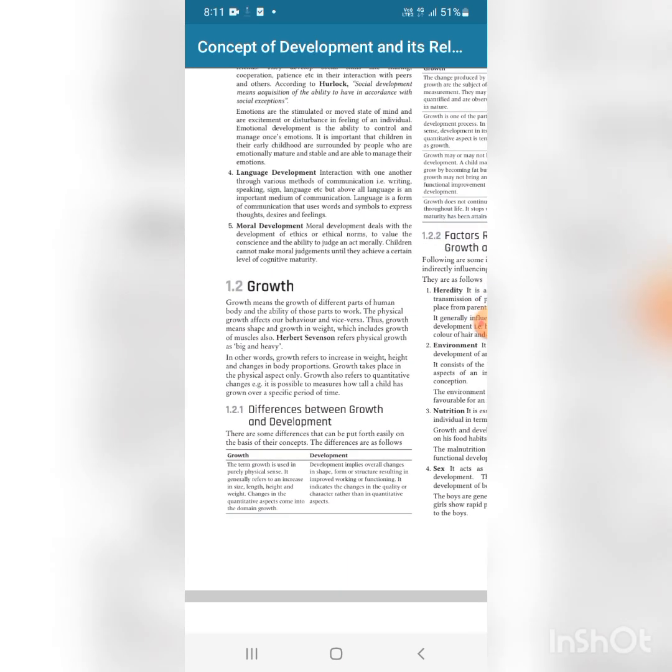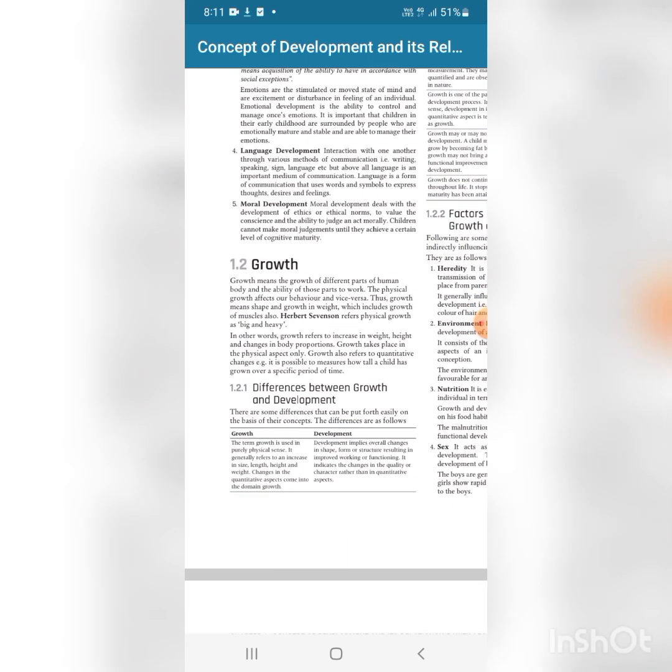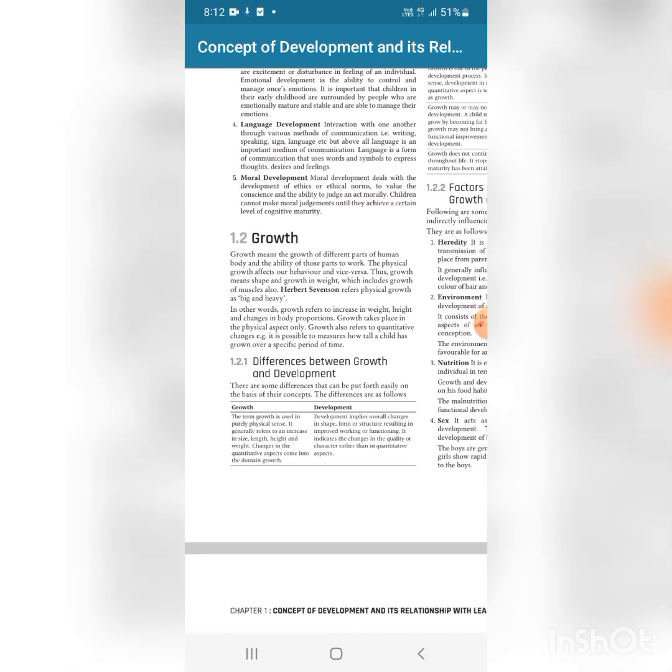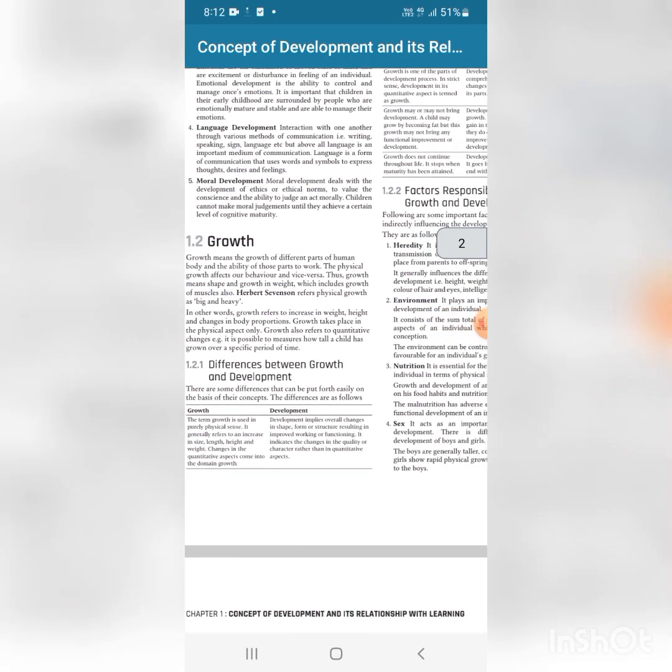Now let's discuss differences between growth and development. So first of all, growth. Growth is a physical concept as it is related to growth in the physical proportions of a human body, whereas development implies the overall development of form and structure and development of cognition. And growth refers to an increase in size, length, height, and weight, whereas development refers to the growth in quality rather than quantity.